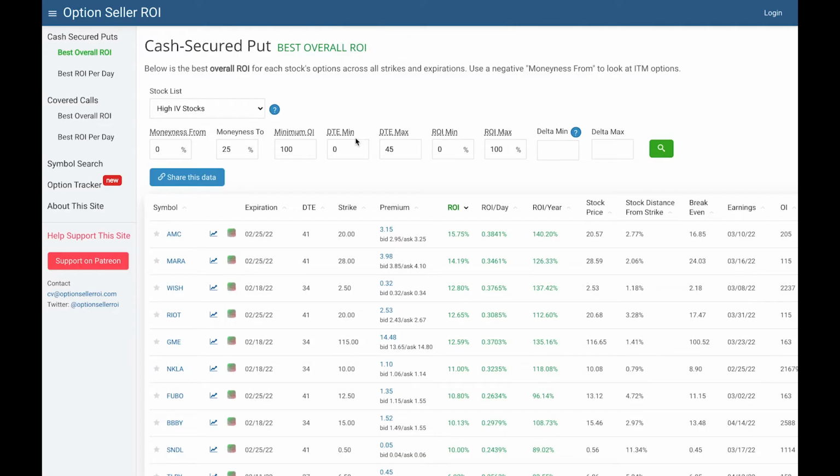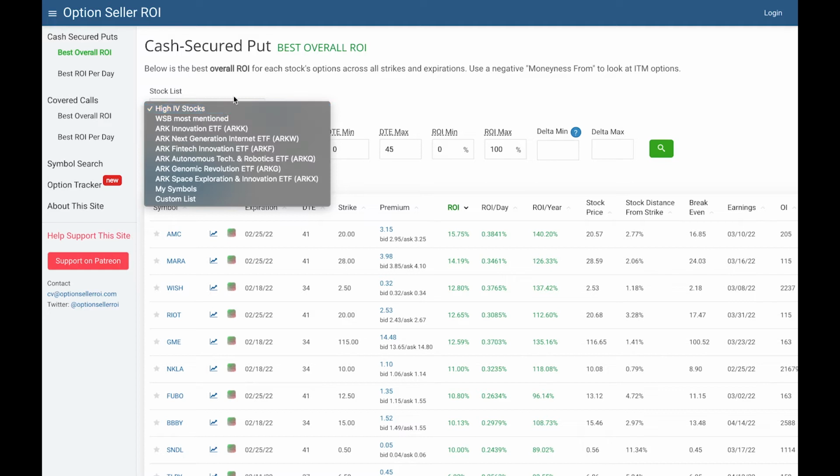All right, here we are at Optionsellerroi.com, and you can see over on the left-hand side, you can look at cash secured puts, the overall best overall ROI or ROI per day, and same thing with the covered calls. You can also search your symbols. But what's nice about this is that it has these built-in lists that it's going to be screening. So I just usually use the high IV stocks for both of these lists.